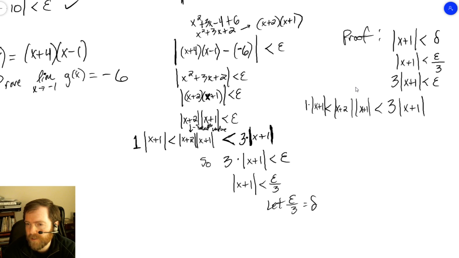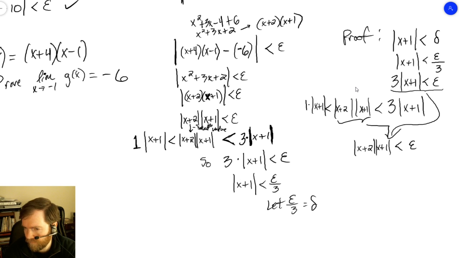Which then allows us to say that this combined with that is going to get us that the absolute value of x plus 2 times the absolute value of x plus 1 is going to be less than epsilon. And this is the absolute value of x squared plus 3x plus 2. It's less than epsilon. And again, here you can factor out the term you need.